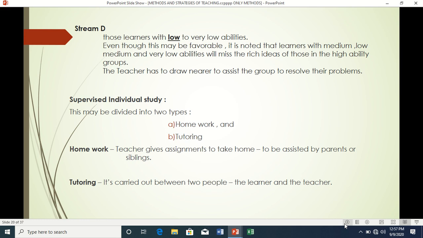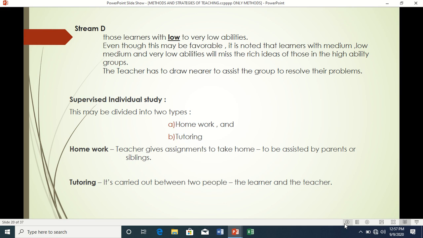The supervised individual study is another method of teaching, and we have been doing them, except that we are giving it a name probably today for us to realize that it is something that we have been doing always. When we divide this into two, we have homework and tutoring. Homework, and we know that we have been giving our children homework. We call that a supervised individual study.